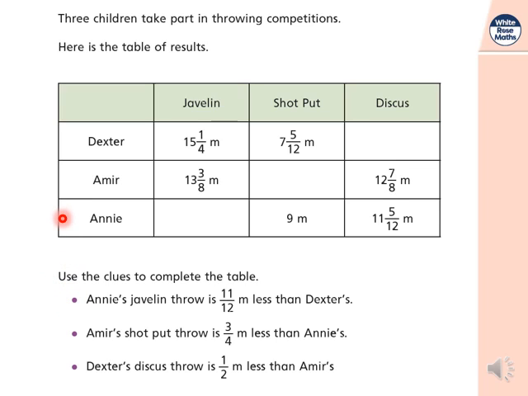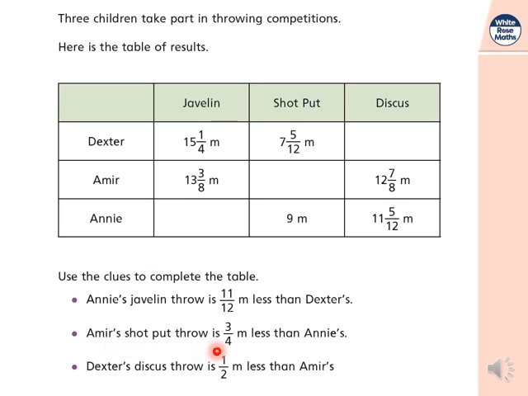Annie's javelin throw is 11/12 of a metre less than Dexter's. Well, Dexter's javelin throw was 15 and 1/4 metres. So what will you have to do to find out how to find 11/12 less than this fraction?